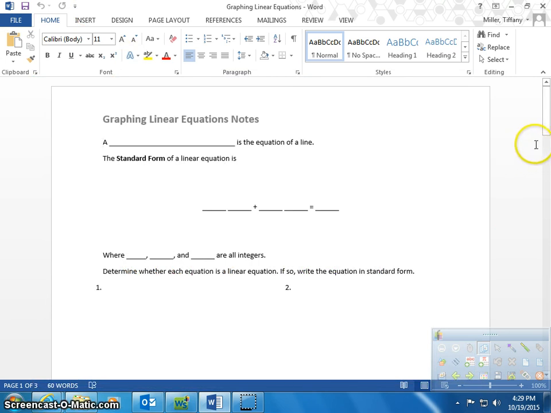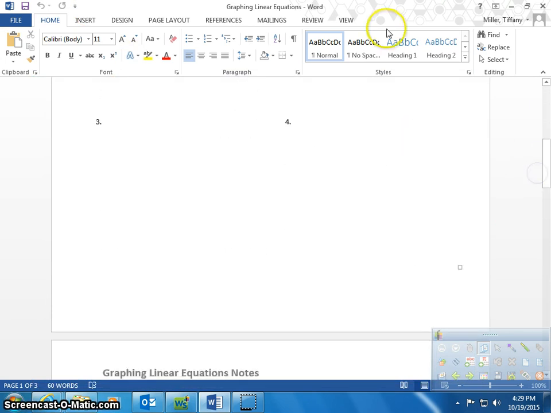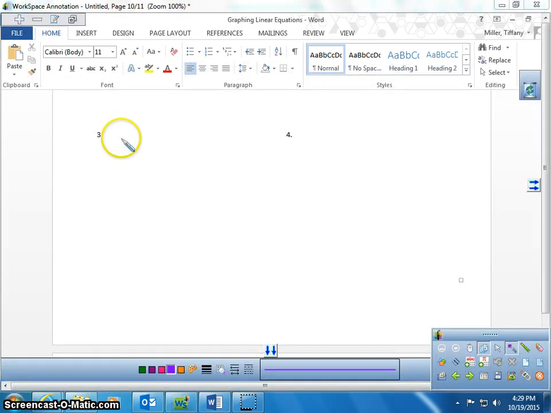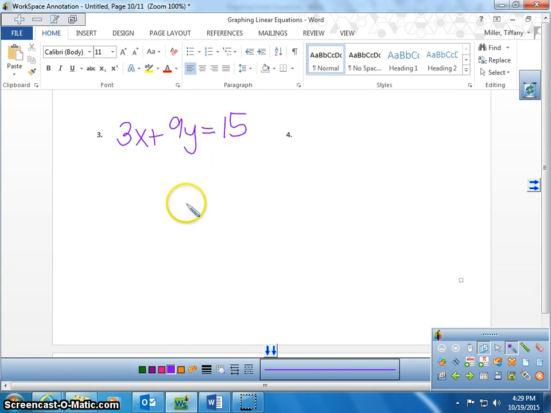We're going to look at 2 more examples. Number 3, you have 3x plus 9y is equal to 15. Is this a linear equation? We have 1x, 1y, so therefore, yes, this is a linear equation. Is this in standard form? Well, I have my x and my y on the same side, equal to the number without a variable, so it looks like it's in standard form.